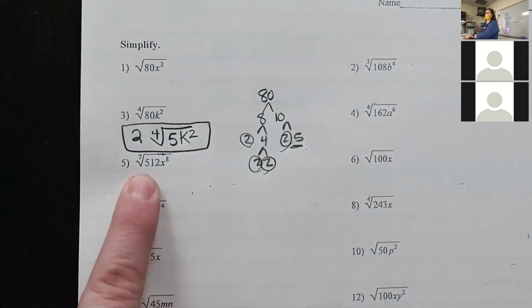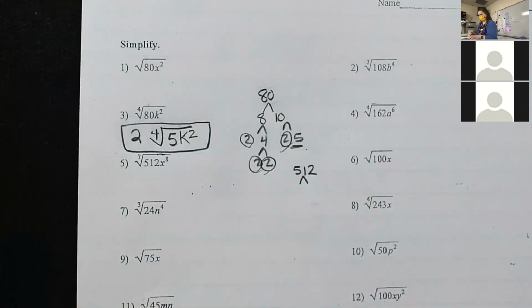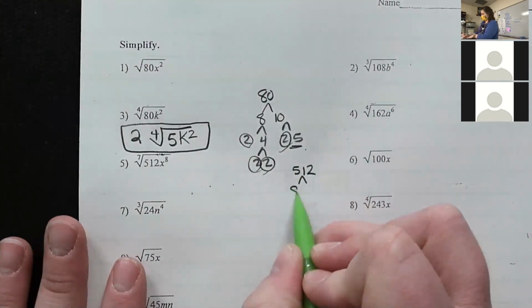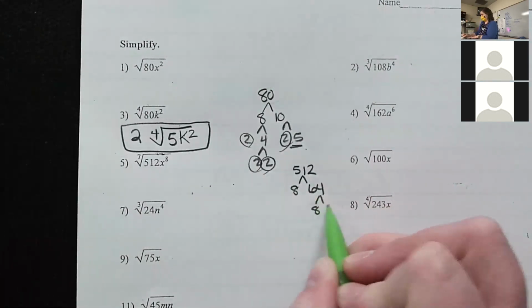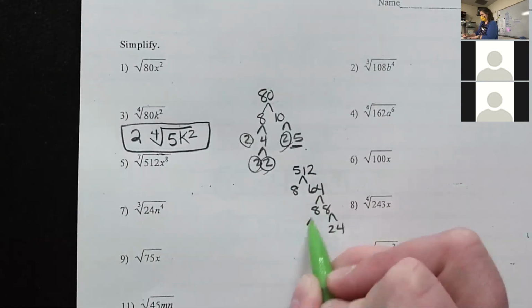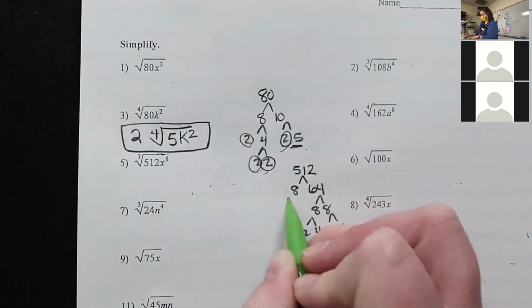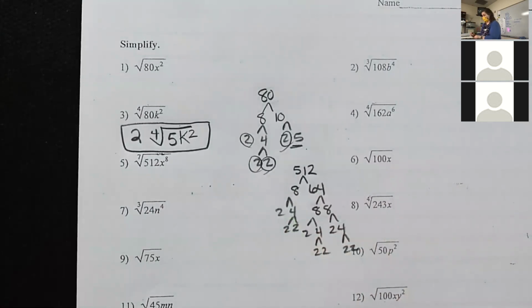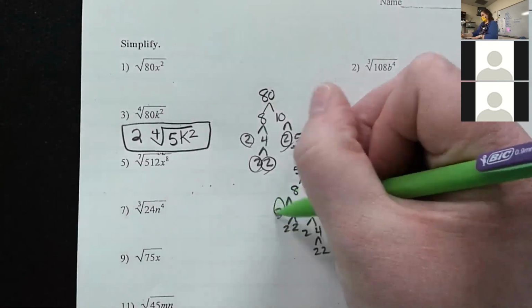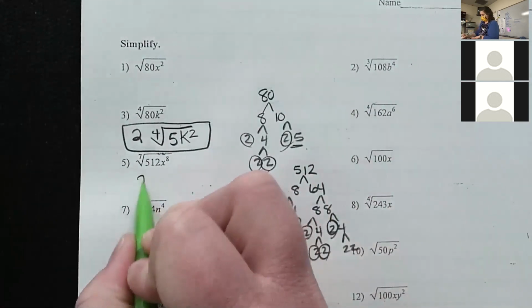Number 5, I'm going to look for groups of what? 7. So let's take that 512 and break it down. Let's do 8 and 64. And then 64 is 8 and 8. You still got to break those down. Keep breaking it down as much as you can. So a lot of 2s, right? Lots and lots of 2s, which is good because I'm looking for groups of what? 7. So I got to see if I can find 7 2s. 1, 2, 3, 4, 5, 6, 7. So I can bring out a 2.